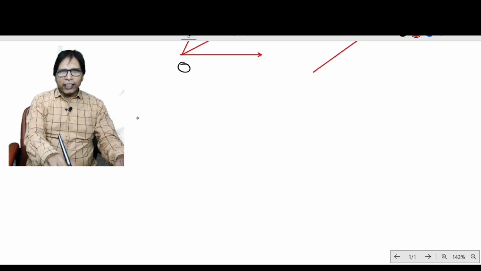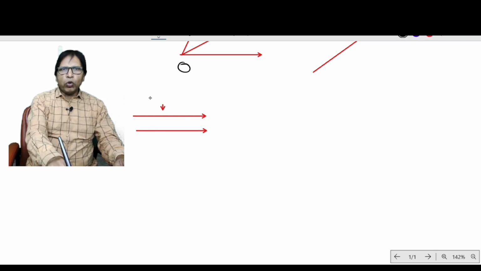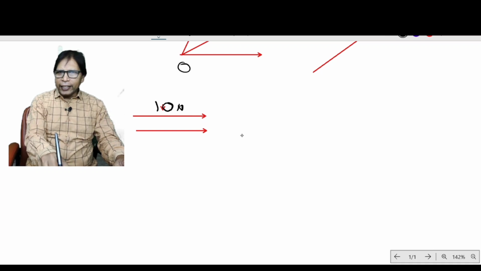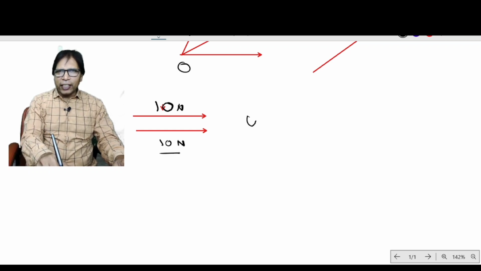Now equal vector. Two vectors are said to be equal if they are equal in magnitude and the same in direction. That is, suppose two forces both have magnitude 10 Newton and are directed in the same direction, they are equal vectors. The angle between two equal vectors is always 0 degrees.